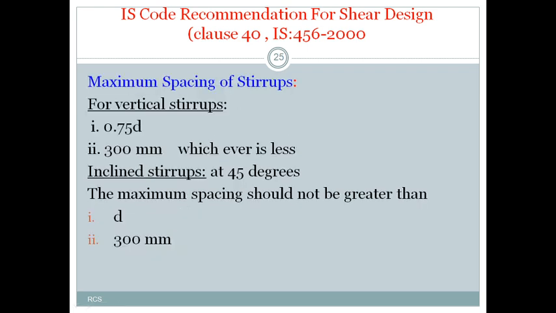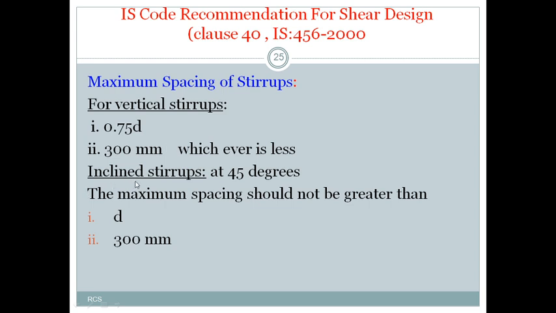And for the maximum spacing of stirrups, we have some recommendations. If you are using vertical stirrups, the maximum spacing must be the lesser of these two: 0.75 d is one criterion, and the other is 300 mm. Whichever is less, we take as the spacing for the shear reinforcement if you are using vertical stirrups.